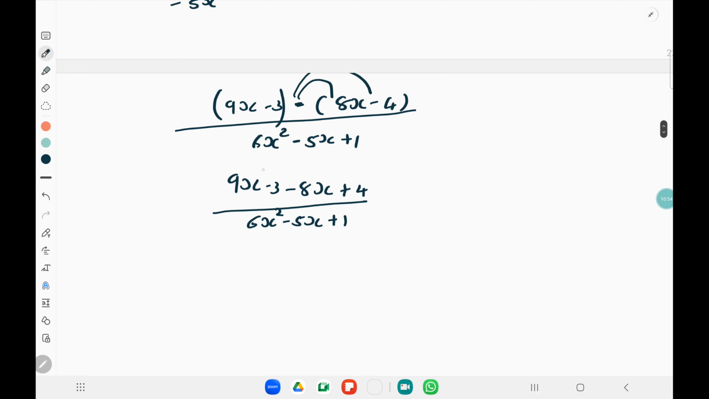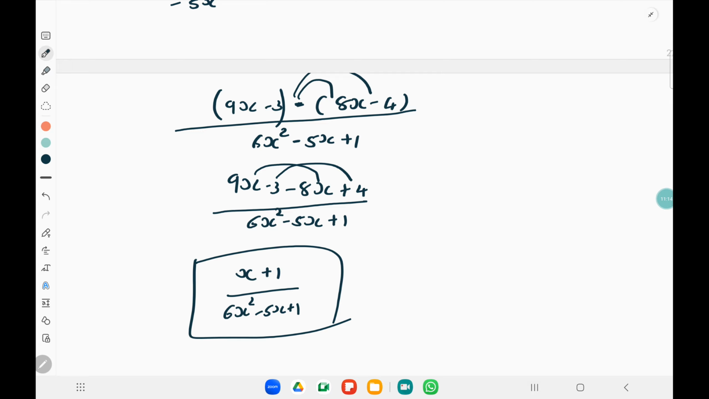Okay, now here we have to collect the like terms. So 9x and minus 8x are like terms. So 9 take away 8 going to be 1, so 1x. And minus 3 plus 4 going to be plus 1 over 6x square minus 5x plus 1. This is our answer. I hope you understand.